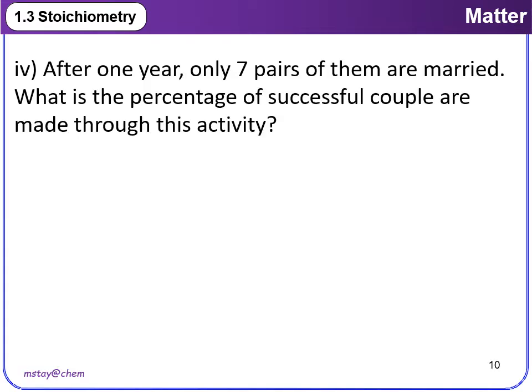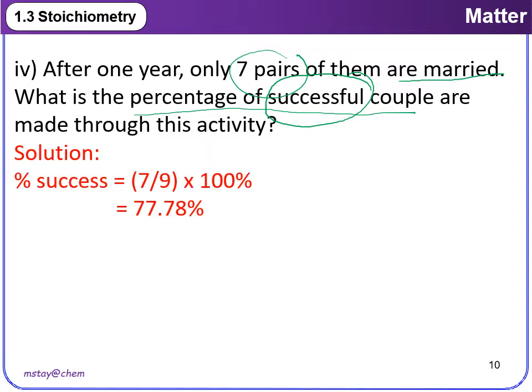After 1 year, only 7 pairs are married. So what is the percentage of successful couples through this activity? Just now we already mentioned there are 9 pairs, and now only 7 pairs are married. So we want to know the percentage of success. You are going to use 7 over 9 multiplied by 100%. So the success rate is 77.78%.